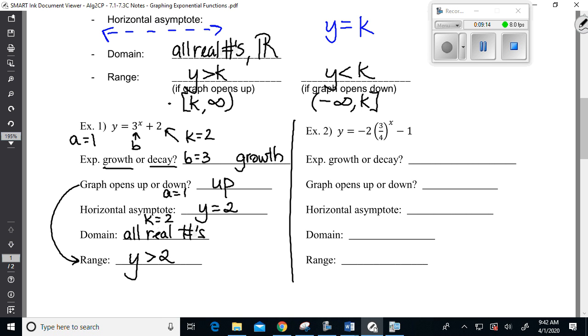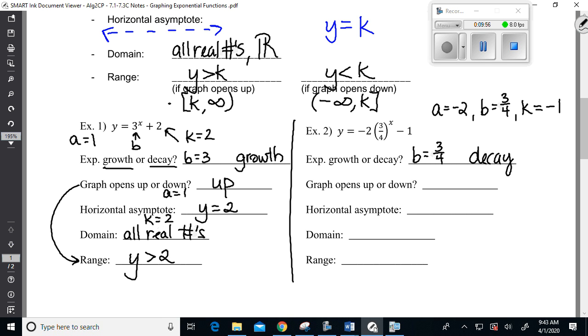So let's do one more example, then we'll get into some graphs. Example 2, we have negative 2 times 3/4 raised to the x power minus 1. So a equals negative 2, b in this case is 3/4, and your k value is negative 1. We do it pretty much the same way as the problem before it. Growth or decay: b is equal to 3/4, so that would be decay, because 3/4 is greater than 0 but less than 1.